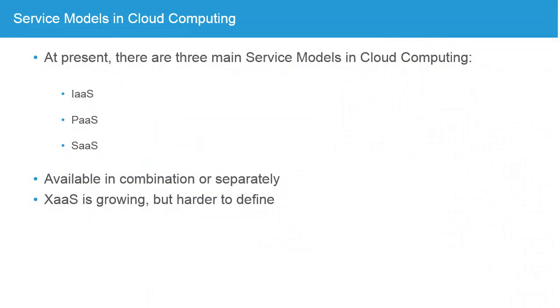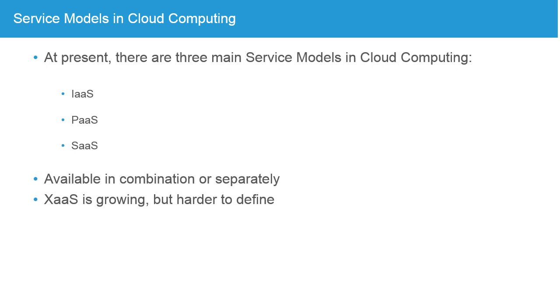Right now, there are three main service models described in cloud computing. You've probably heard of them. Infrastructure as a Service, IaaS, Platform as a Service, PaaS, and Software as a Service, SaaS, sometimes called SaaS. These are available from providers in various combinations or separately.